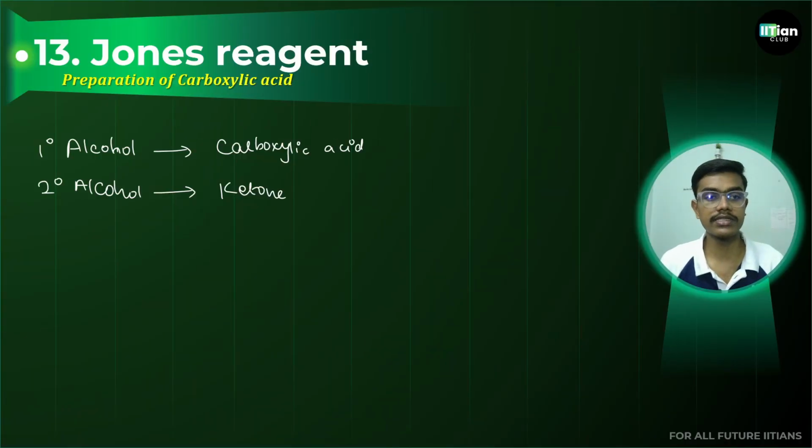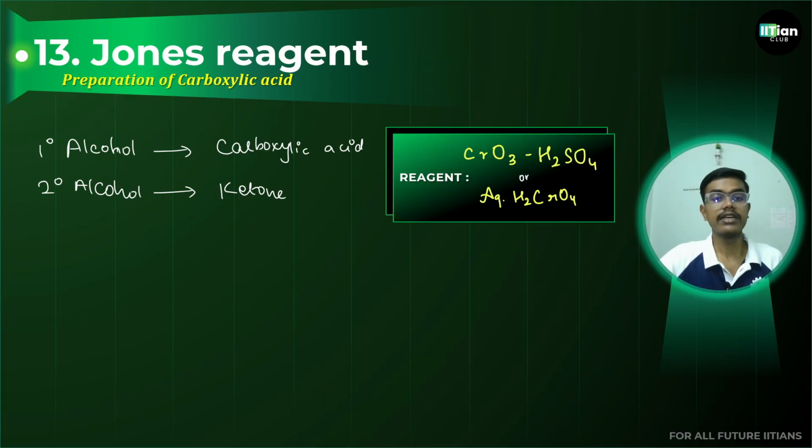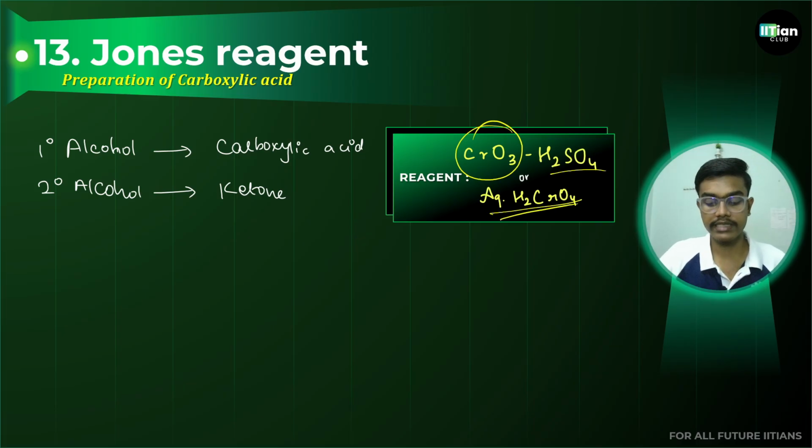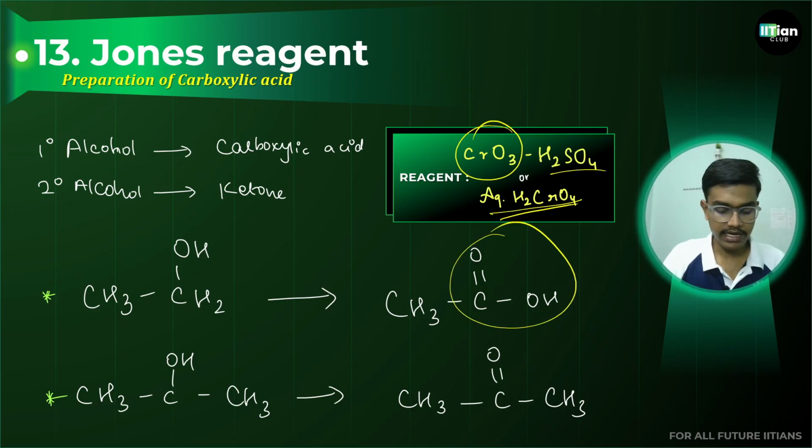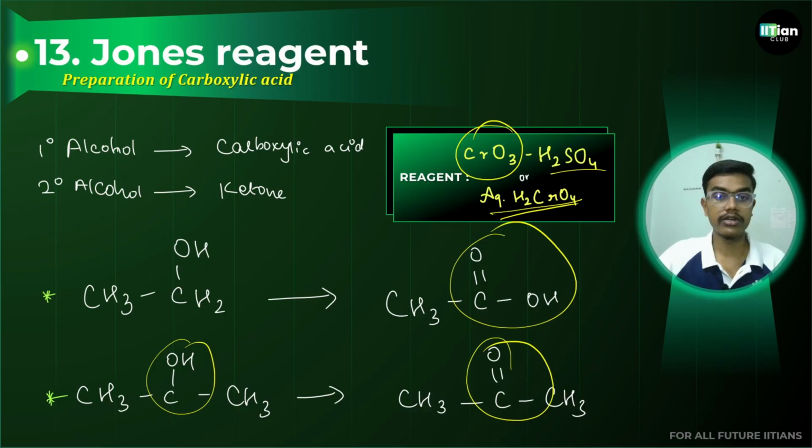Next, we have Jones reagent. This is the preparation of carboxylic acid from alcohols. When you are having 1 degree alcohol, it gets converted to carboxylic acid, and 2 degree alcohol gets converted to ketone. Note that the reagent is over here, CrO3 and H2SO4, or sometimes it is written as aqueous H2CrO4. And you can see the reactions. 1 degree alcohol is getting converted to carboxylic acid, and 2 degree alcohol is getting converted to ketone.